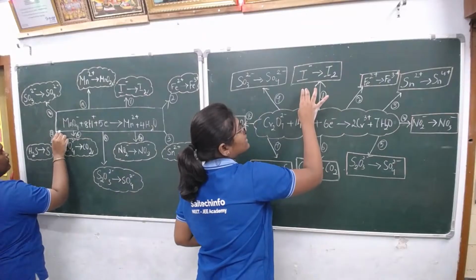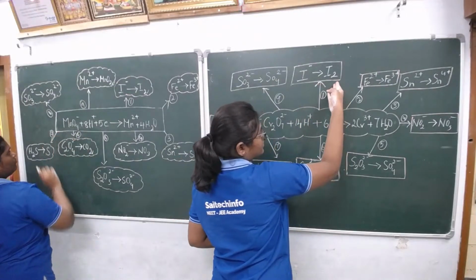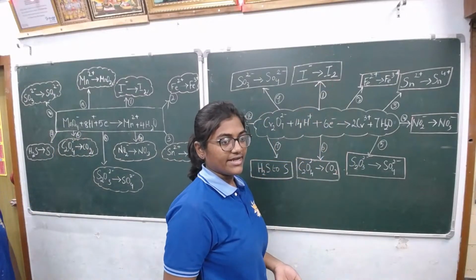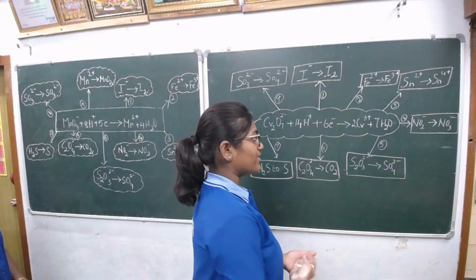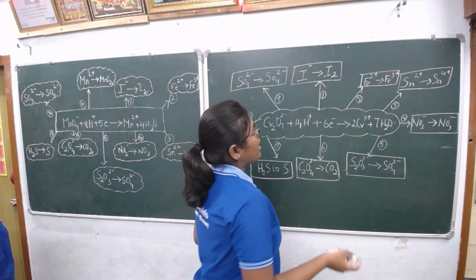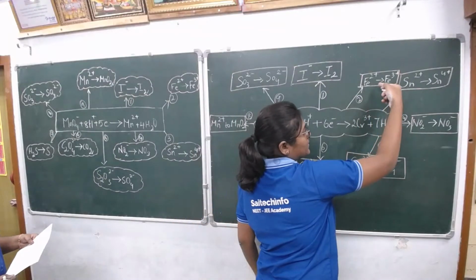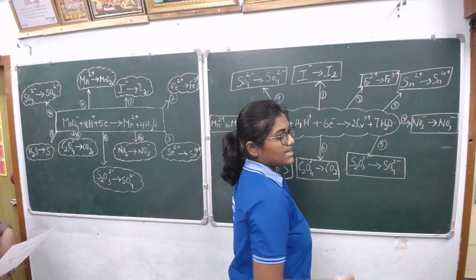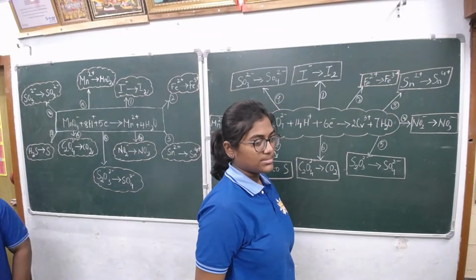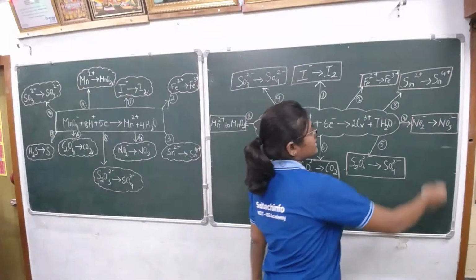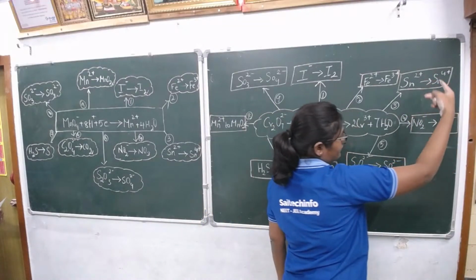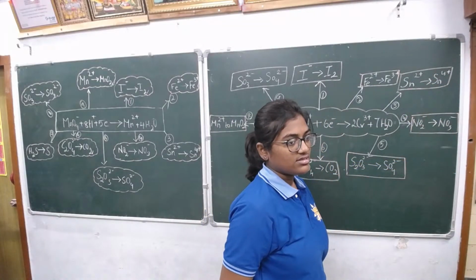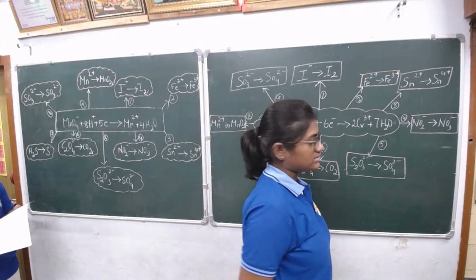The first one is I minus to I2, iodide to iodine. The next one is Fe2 plus to Fe3 plus, ferrous to ferric. So the ferrous ion is oxidized to the ferric ion. Then next is Sn2 plus, stannous, which becomes stannic.